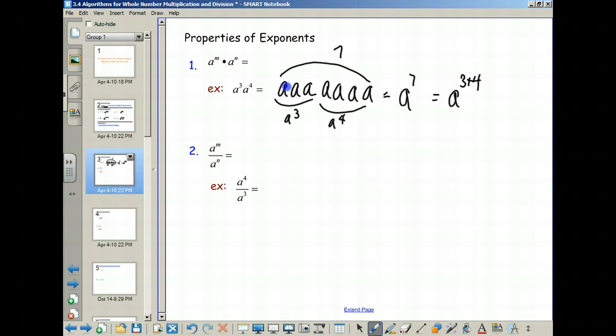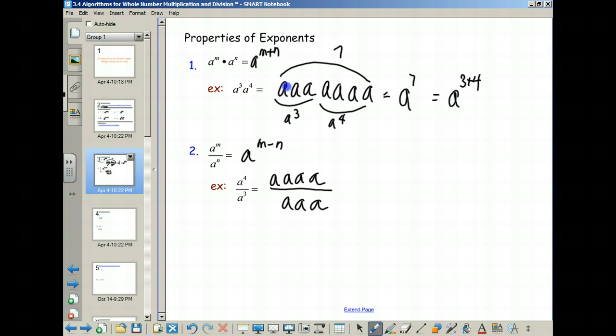I can do the same kind of thing on number 2. So this should be subtraction, right? Oh, I didn't write this one in. So this should be subtraction, but A to the 4th, as you guys told me a moment ago, looks like this. And A cubed looks like this.